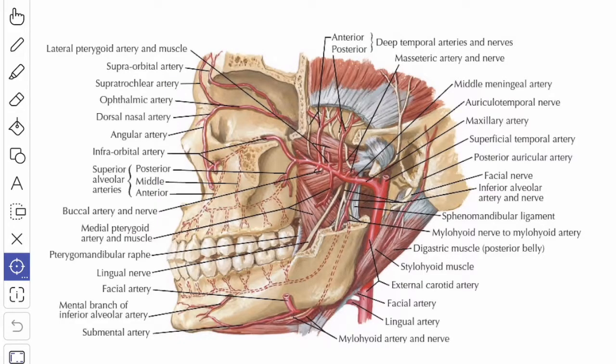The second branch we'll see is the infraorbital artery. The infraorbital artery arises from the maxillary artery before it passes through the pterygomaxillary fissure, and it passes through the infraorbital fissure, infraorbital groove, infraorbital canal, and appears in the face through the infraorbital foramen. It is accompanied by the infraorbital nerve.